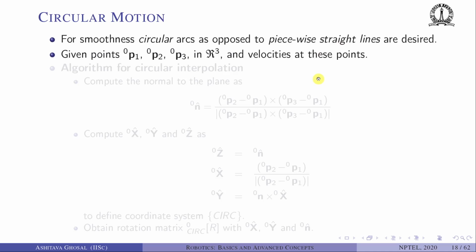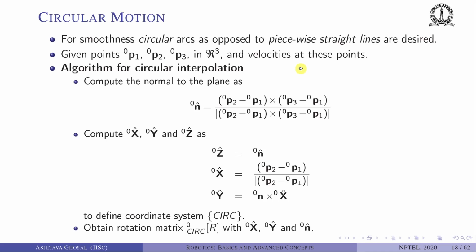So how do we obtain the trajectory when three given points, let's say P1, P2, P3, all in some fixed coordinate system are given, and the velocities at these points are also given? So first thing is we need to define an algorithm for circular interpolation, meaning what? We find out the equation of the circle. All these 3 points will lie in a plane, so we need to find the equation of the circular arc in this plane. So what are the steps?